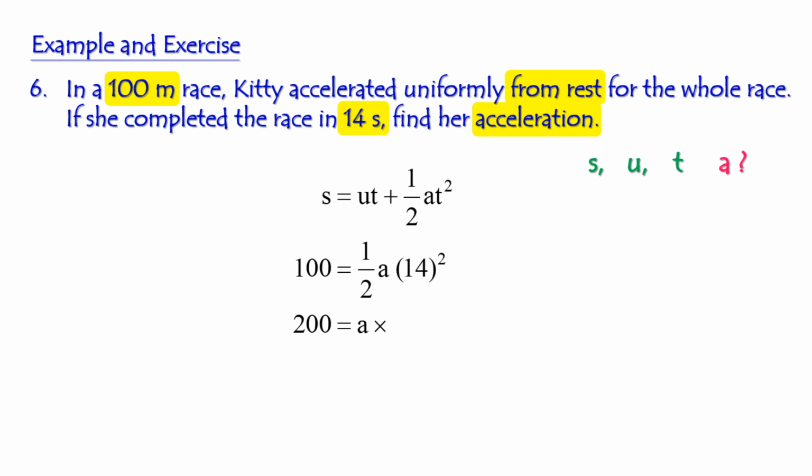It should be equal to 196. And then A can be found. It is equal to 1.02. But don't forget to write down the unit for this term. What is the unit for acceleration? Yeah, it is a bit complicated. It is meter per second square. So it is the correct answer. Otherwise, you can't get marks for your answer.